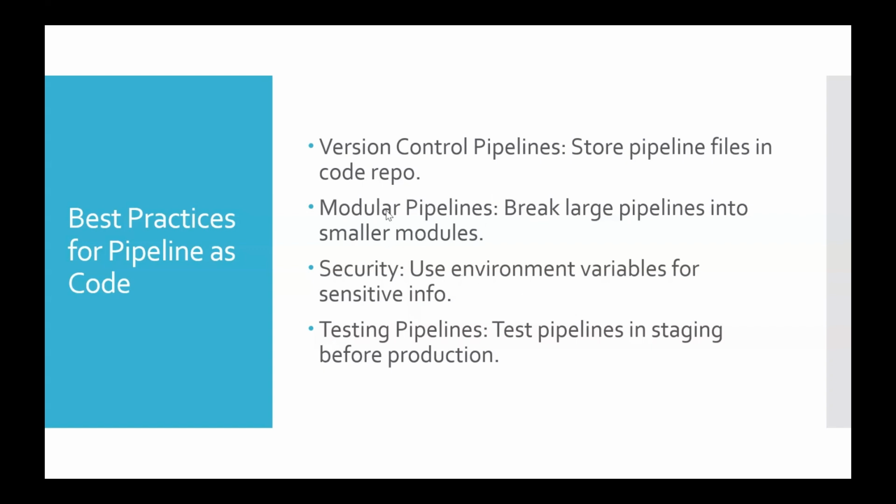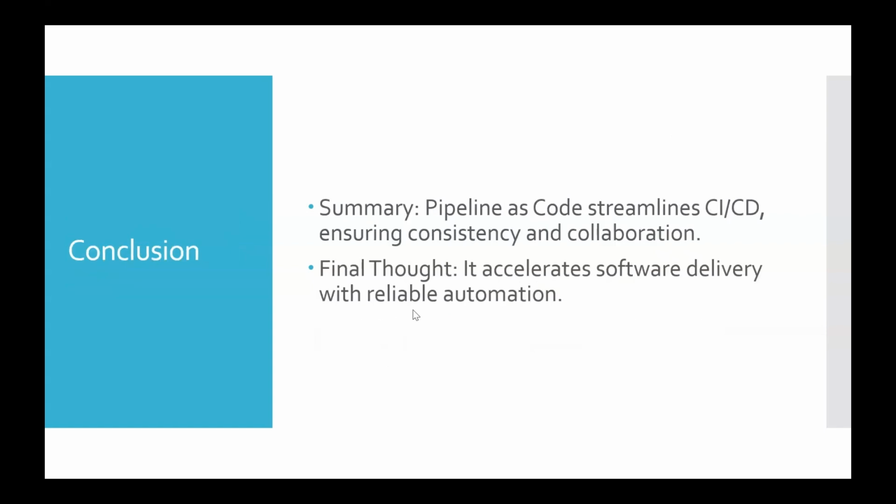Okay, make sure you are testing your pipeline before using it in production. Test pipelines in staging before production, because you cannot directly create your pipeline and deploy it in production, as there might be some bugs in your pipeline and this will break your production. So make sure you are going through the development life cycle approach. First you are doing it in test, then staging, and then production.